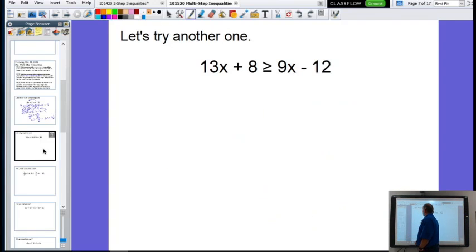Okay, so let's see if we can look at another one. Here's 13x plus 8 is greater than or equal to 9x minus 12. So what I'd like for you to do is pause the video and work this one the same way we worked that last one.